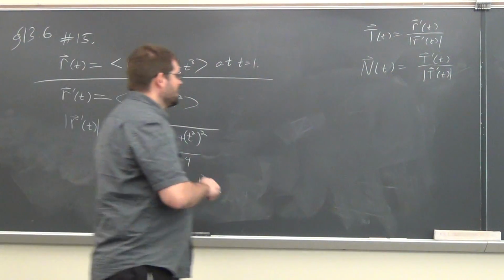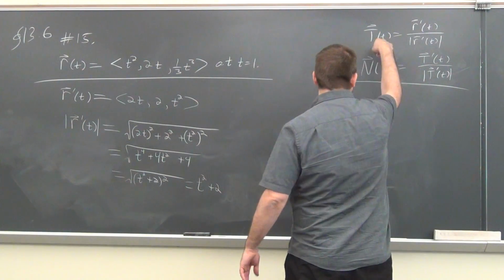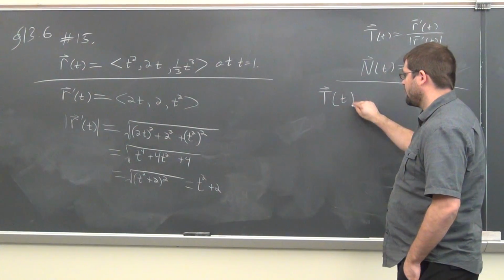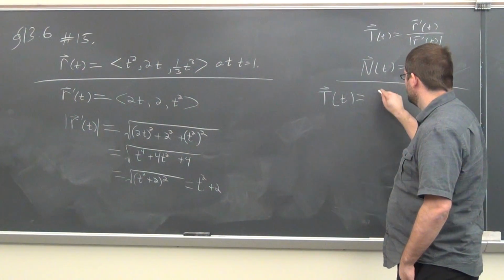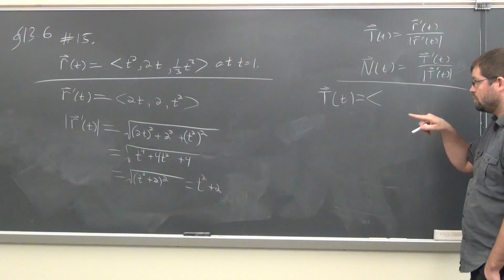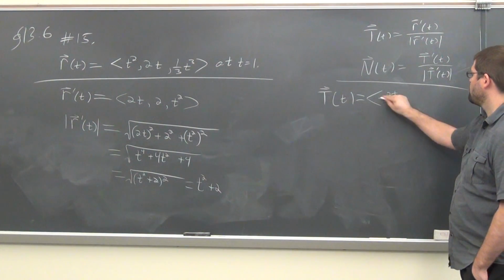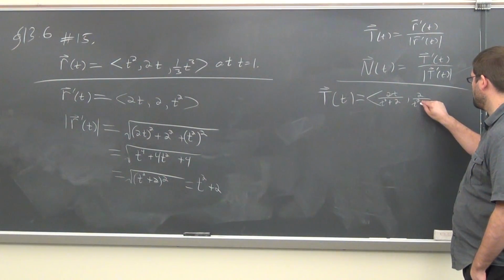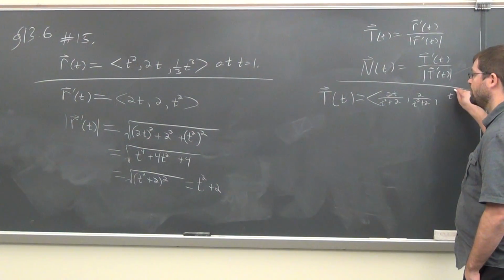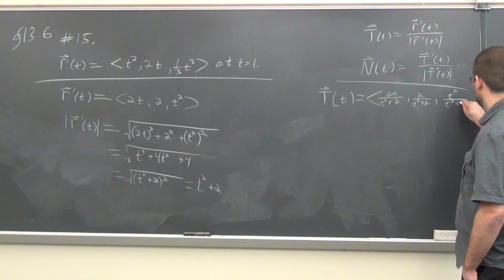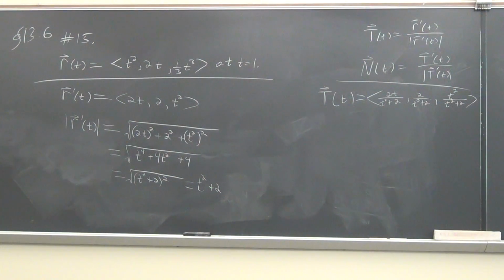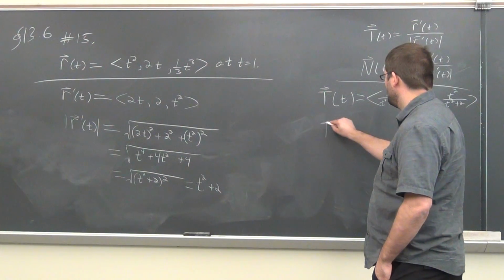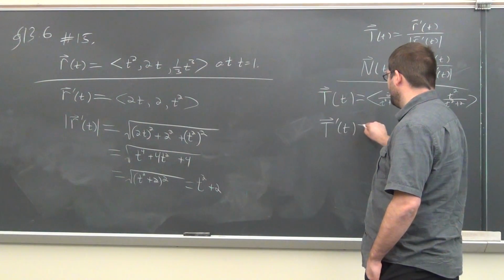Then B is just a cross product of those two, right? So capital T, and we'll plug in the 1 afterwards, but capital T will be 2t over t squared plus 2, 2 over t squared plus 2, t squared over t squared plus 2. Good. Now if you want T at 1, you can plug it in, but let's just hold off on that. To get N, we need T prime.